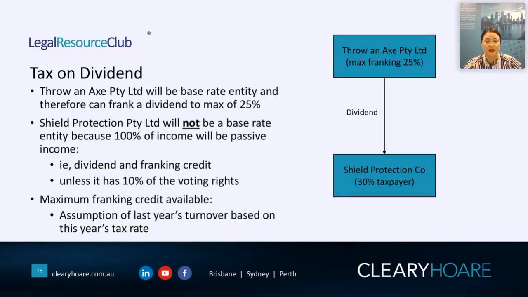If we go a bit further into the tax on the dividends, Throw and Axe is going to be a base rate entity and can therefore frank a dividend to a maximum of 25%. Shield Protection will not be a base rate entity because 100% of its income is going to be passive income, i.e. its income is going to come from the dividends and franking credits. That means there is going to be tax payable on that 5% of the dividend. Also, consideration needs to be given to the amount of franking credits in Throw and Axe, as if the dividends can't be fully franked, there's going to be more tax payable on that dividend. So finding out those franking credits is quite important.